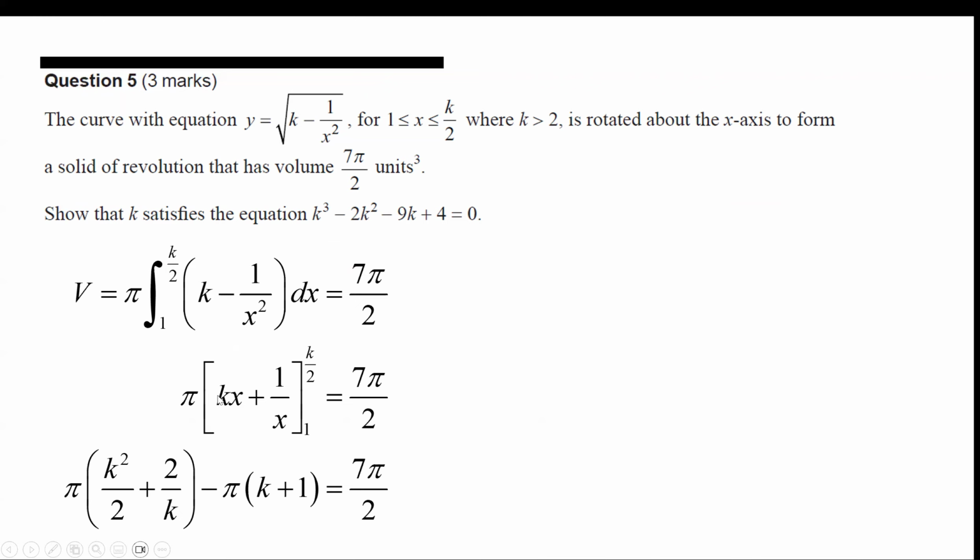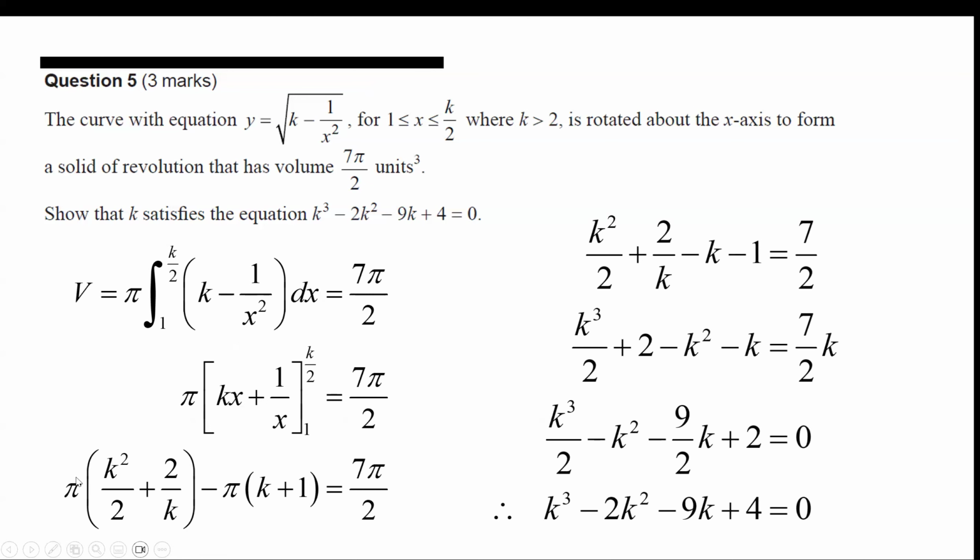So your integration: integrating k gives you kx. Integrating minus 1 over x squared is plus 1 over x, so you raise the power from -2 to -1. Then you substitute 1 and half k to get something along this line. The whole thing is also equal to 7 pi over 2, which means at some stage you may want to cancel out the pi from both sides. But initially, you still need the pi for constructing a volume expression.